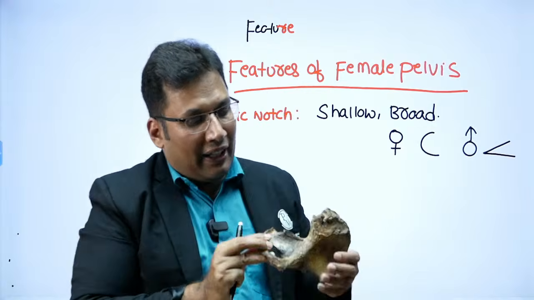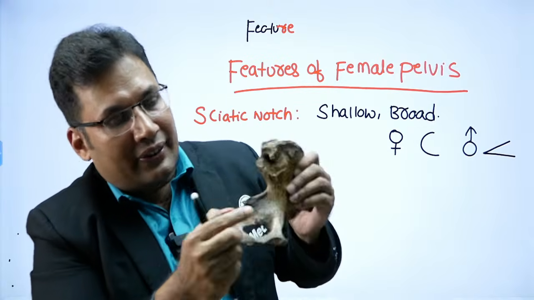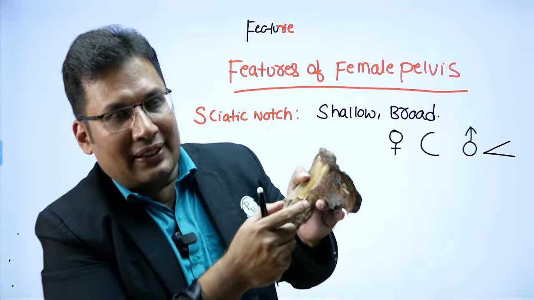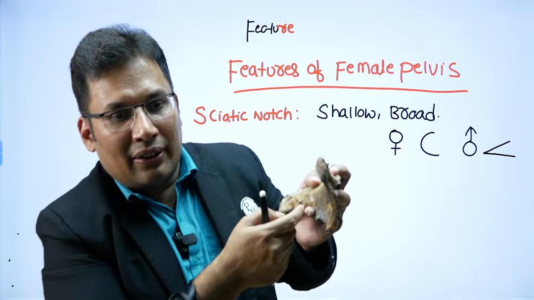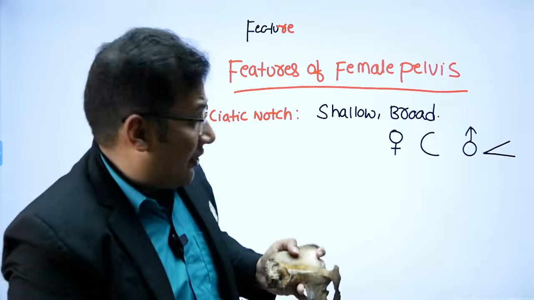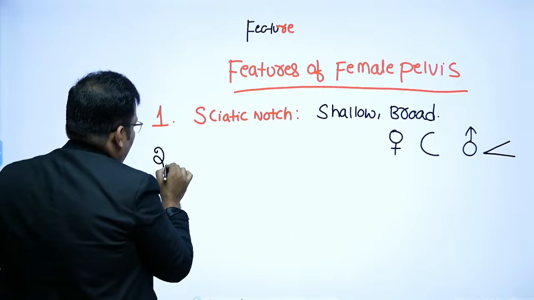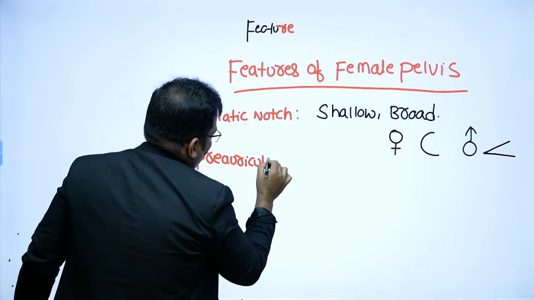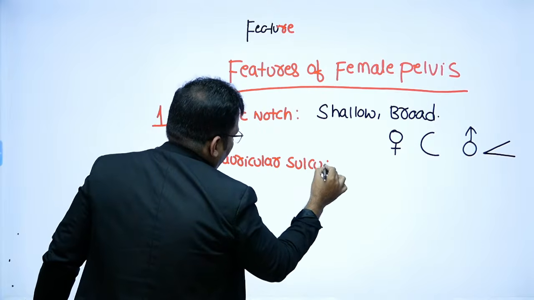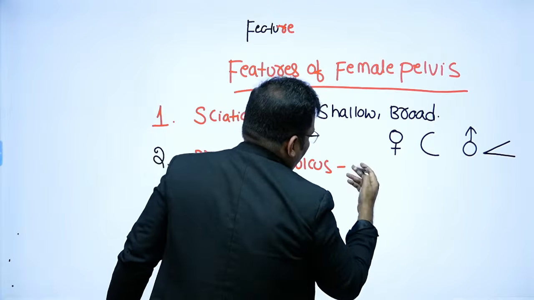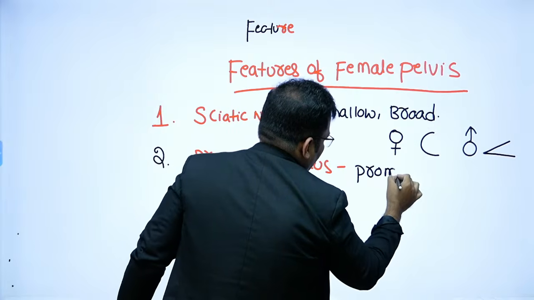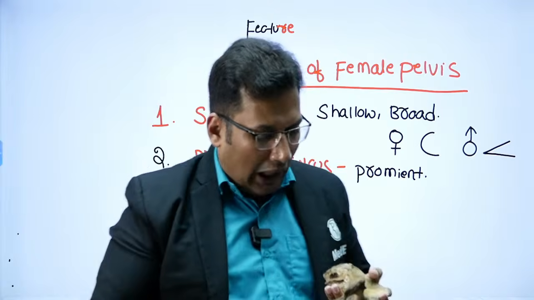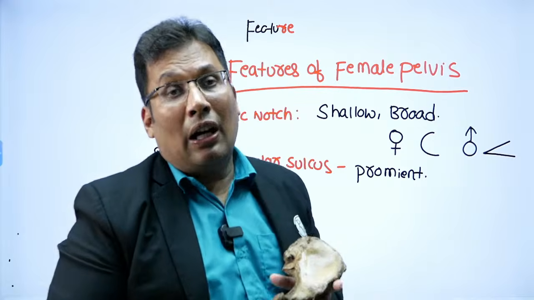One very important finding, the preauricular sulcus. I hope this is visible. This is the preauricular sulcus. You can see a groove there, which is known as the preauricular sulcus. The second point: the preauricular sulcus in female is prominent. Very important.